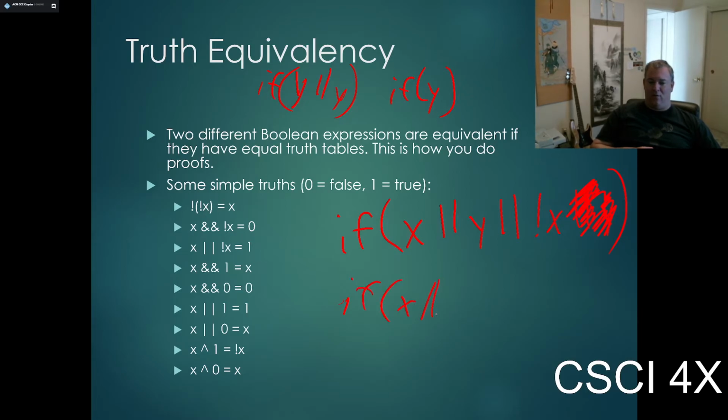If X ORed with not X, ORed with Y, what is X ORed with not X? What rule is that? But you shouldn't even need to look at the rules, honestly. All of this is just common sense. If you OR something with its opposite, it's always going to be true. Right? Because you have 1 and 0, or you have 0 and 1. So this part here, we can just replace with true. Say if true or Y.